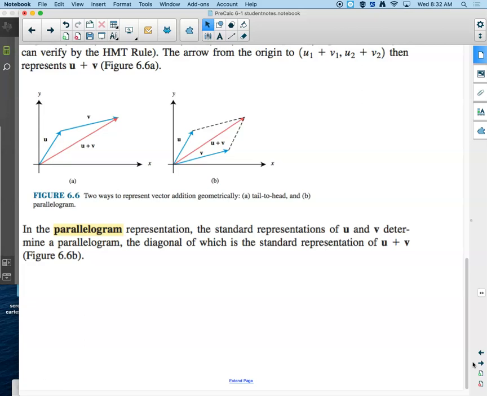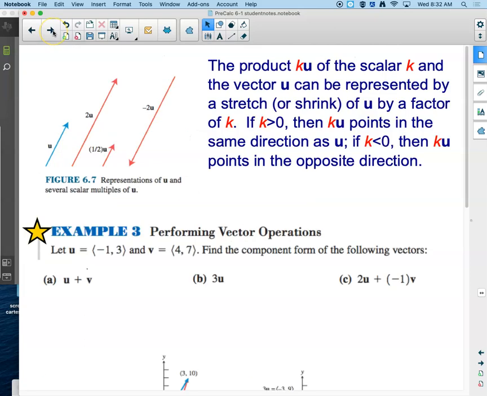Most common one would be the parallelogram one because that's the most basic. All right, next up. The product ku of a scalar k and the vector u can be represented by a stretch or a shrink, like I was talking about. Think of it as if it's when we're doing our a, h, and k formulas. And if k is greater than 0, then ku definitely points in the same direction. It's just a stretch. And if k is less than 0, it points in the opposite direction. So if we have a negative, that turns the direction around.